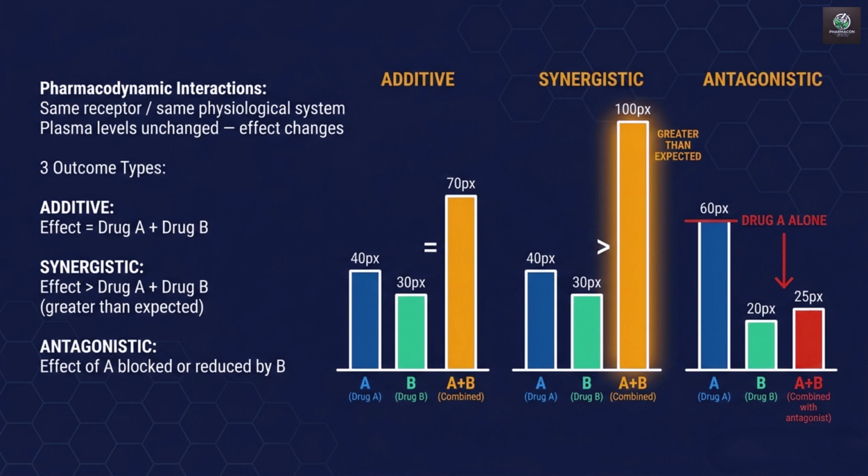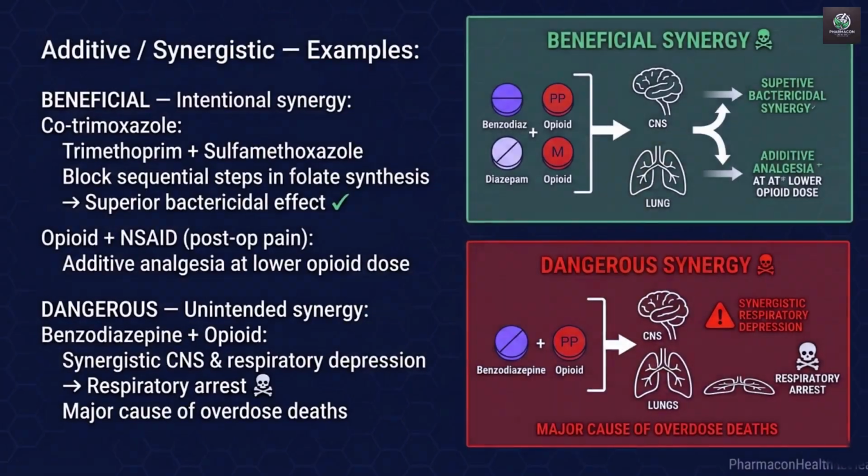There are three outcome types: additive, where the combined effect equals the sum of each drug's individual effect; synergistic, where the combined effect exceeds the sum; and antagonistic, where one drug reduces or blocks the effect of the other. Additive and synergistic interactions can be either intentional, designed to improve therapy, or dangerous. Intentional synergy. Co-trimoxazole combines trimethoprim and sulfamethoxazole, both of which inhibit folate synthesis in bacteria, but at sequential steps. Their combined bactericidal effect far exceeds either alone.